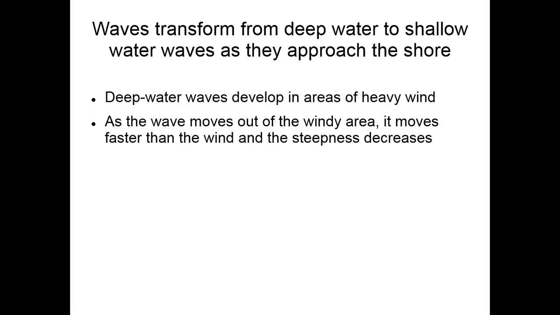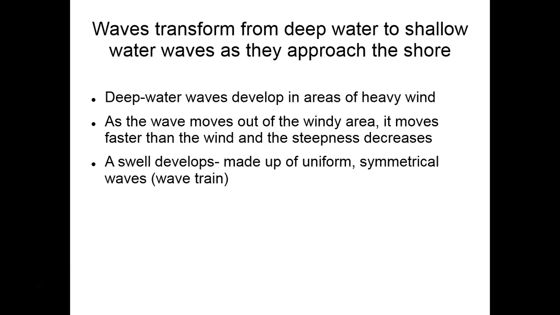Okay, so let's talk about what happens as waves develop in the open ocean and then they approach the shore. Okay, so waves transform from deep water to shallow water waves as they approach the shore. So deep water waves, again, develop in areas of heavy wind that are usually out in the middle of the ocean. And as that wave energy moves out of the windy area, it moves faster than the wind and the steepness decreases. And because the steepness decreases, what you end up with is a swell developing.